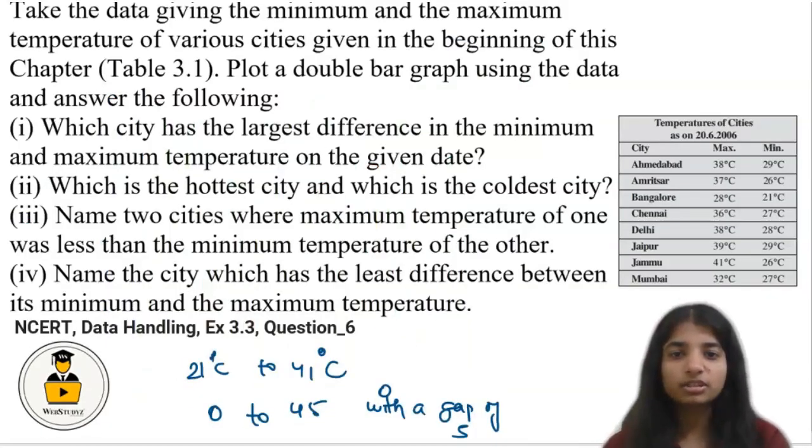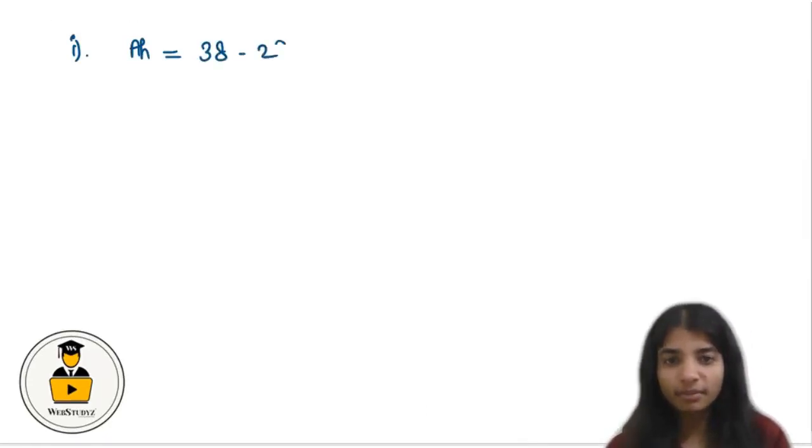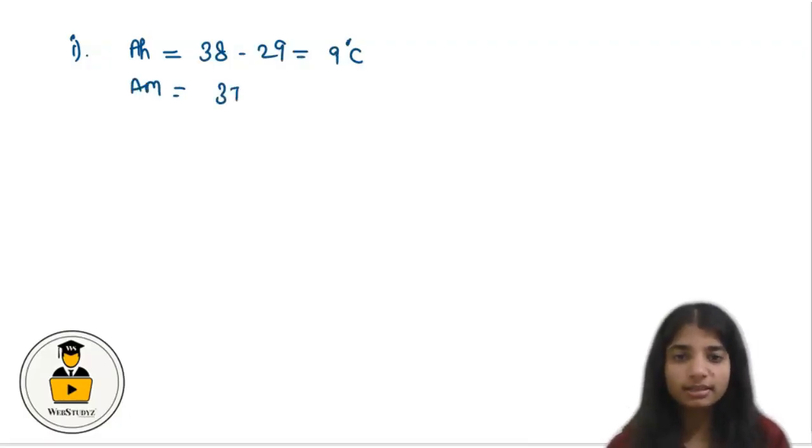First is which city has the largest difference in the minimum and the maximum temperature on the given data. So this is our given data. We have to find out the maximum and minimum difference. For Ahmedabad, the maximum temperature is 38 and minimum is 29. So the difference of 38 and 29 is 9 degrees. For Amritsar, maximum temperature is 37 and minimum is 26. So their difference is 11 degrees.